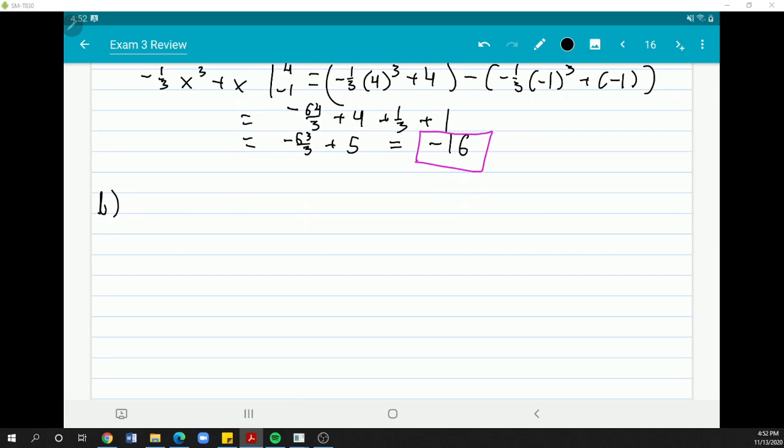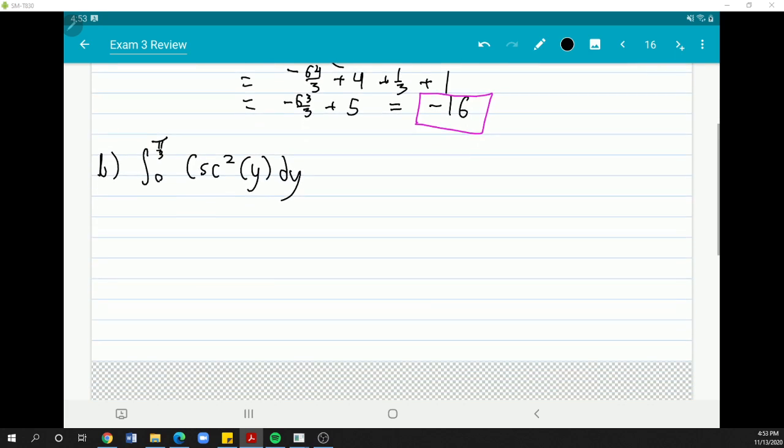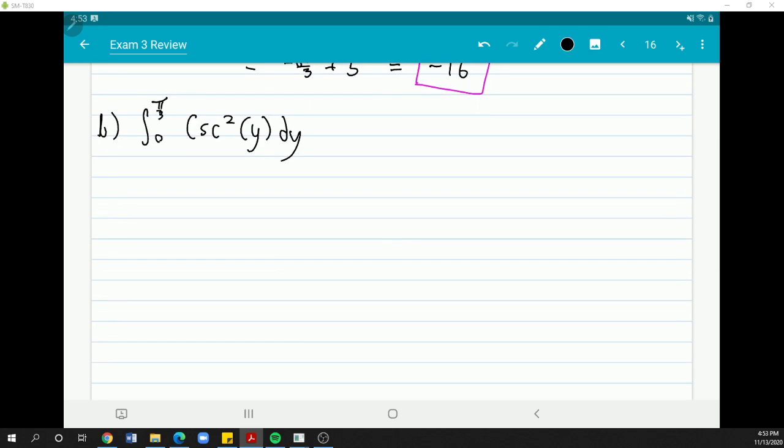Next, on to B. We want to integrate from 0 to pi over 3 of cosecant squared of y dy. So how do we do that? The antiderivative of minus cosecant squared is cotangent. So I'm going to rewrite this as minus integral from 0 to pi over 3 of minus cosecant squared of y dy, which is going to be equal to minus cotangent of y evaluated from 0 to pi over 3.